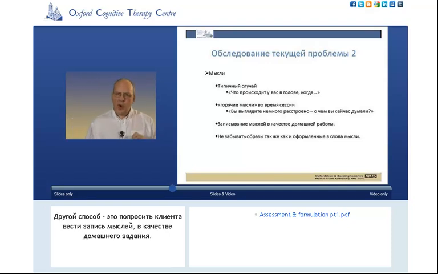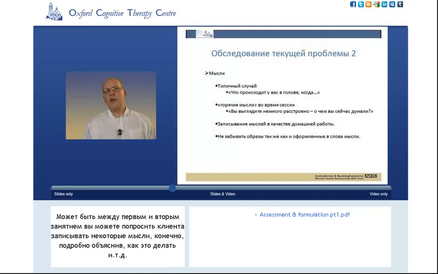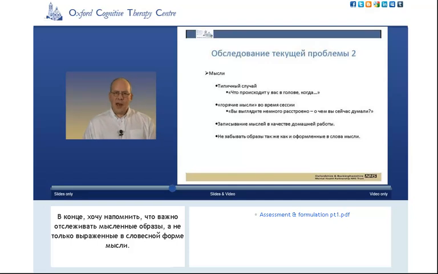Another way of getting at these kind of thoughts is to ask your client to do thought records as a homework task. So perhaps between the first assessment session and the second session, you could ask them to record some of their thoughts, obviously with a lot of explanation about how to go about that and so on. And lastly, again, just to remind you, don't forget to look for images as well as verbal thoughts.